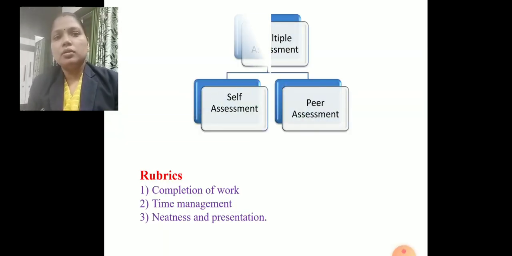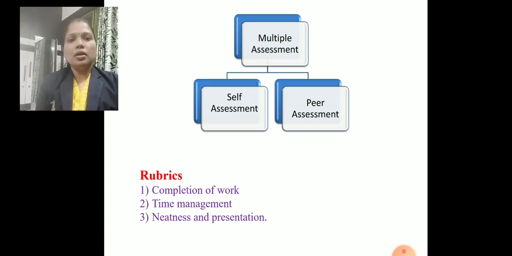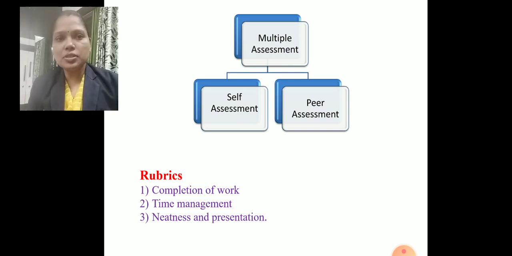Then we'll move towards multiple assessment. Now multiple assessment, here we have self-assessment as well as peer assessment. We are going to provide you a few projects, right? So these projects, we may ask you to complete by yourself only, meaning single, right? Then peer assessment, a few projects we may give you in a group, right?